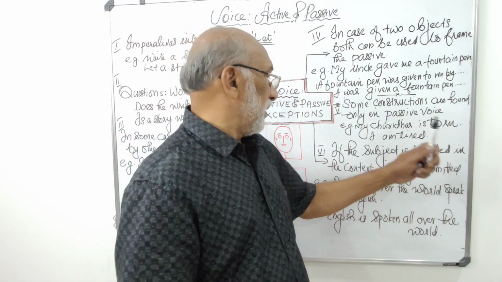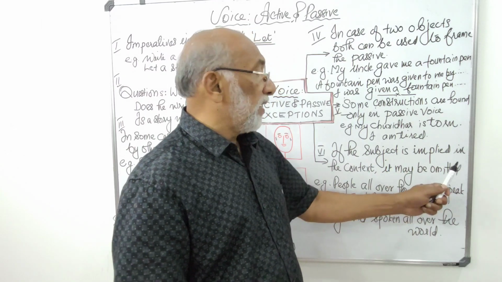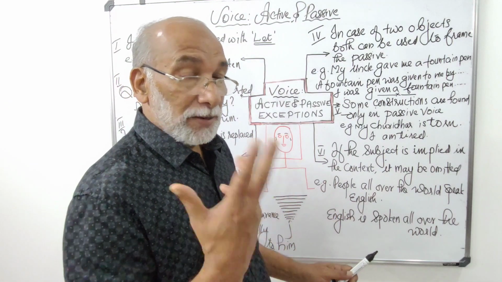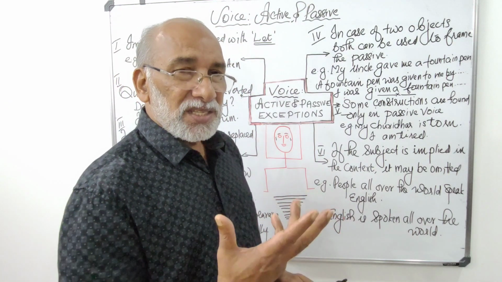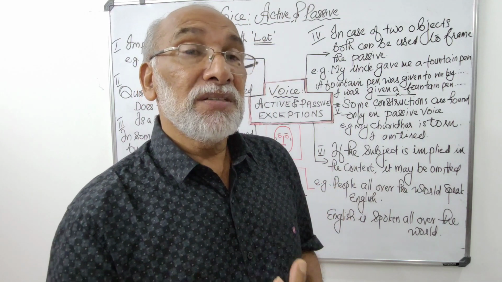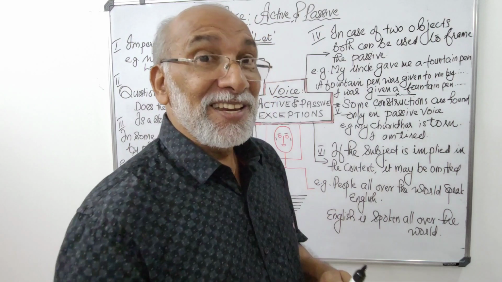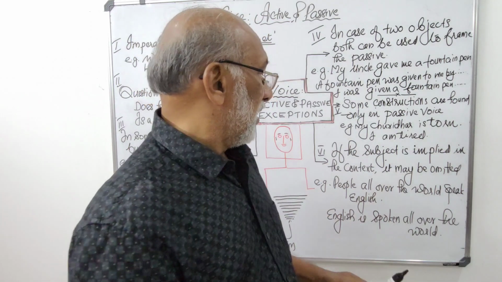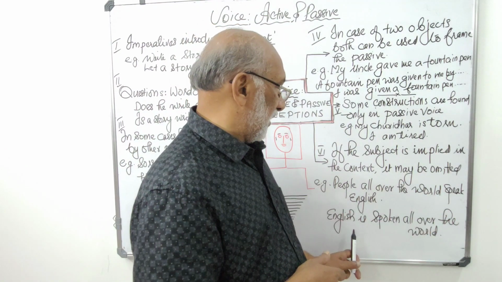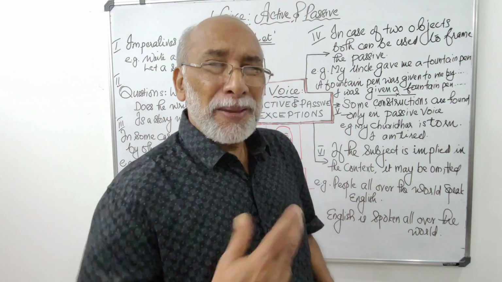Then the sixth and the last case is, if the subject is implied in the context, it may be omitted. See, I have selected a typical sentence. This sentence was there for the examination when I was a teacher. I mean, during my teaching period, it was always frequently asked. People all over the world speak English. English is spoken all over the world by people.